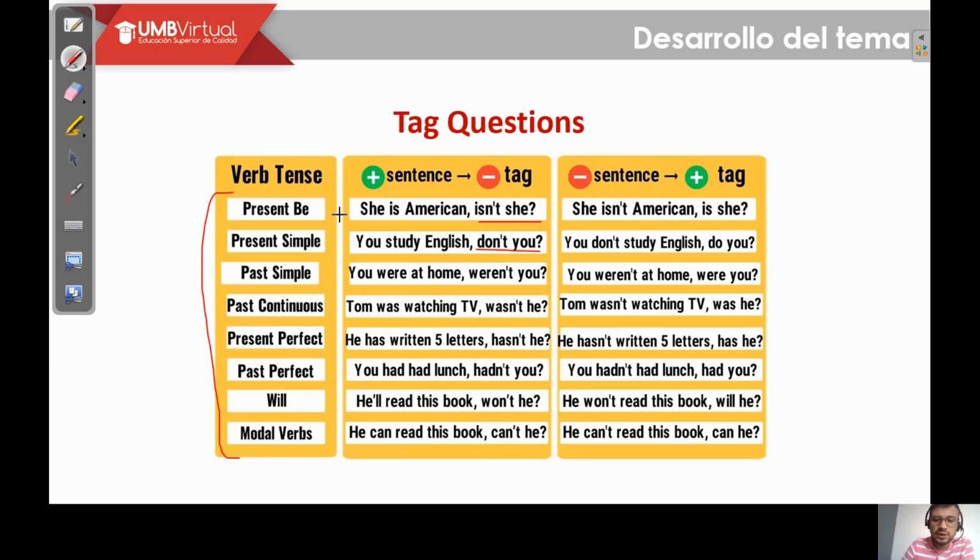So remember that when you are using the verb to be, you are going to use the tag question using the verb to be. But if you are using another tense with another verb, for example, the simple present, this is the verb study, you are going to use the auxiliary do or don't. You study English, don't you? Like this. In this part, we have the past simple. So in this occasion, we are using the verb to be. So we're going to use the verb to be to do the tag question.